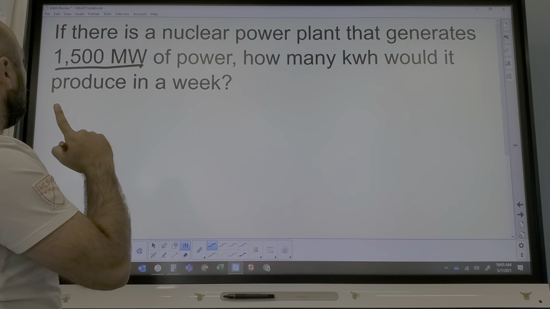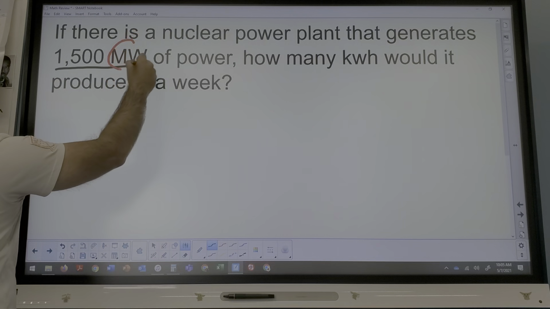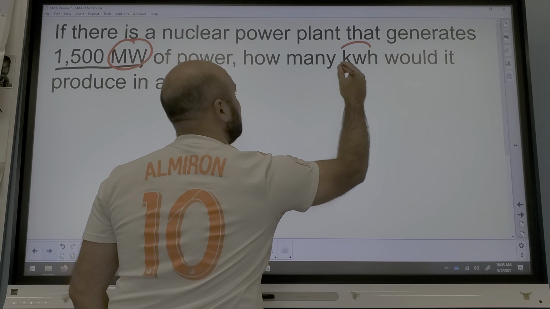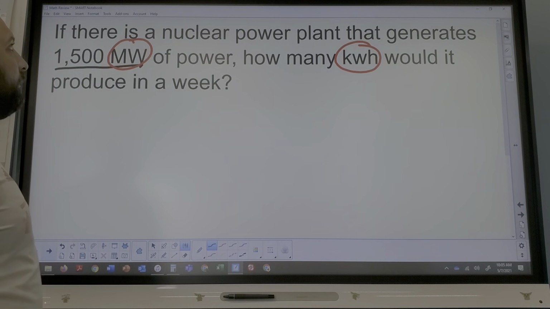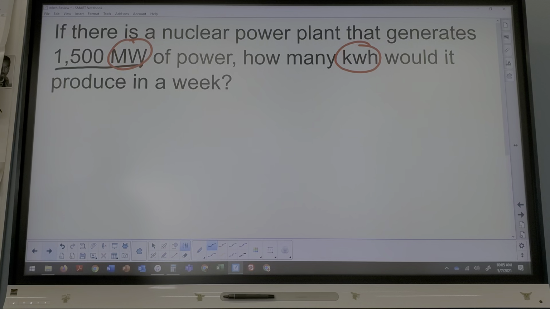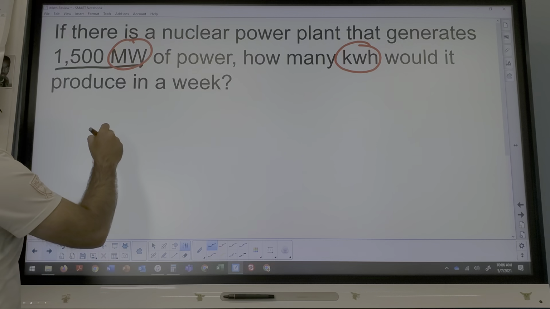So let's start with this. We have 1,500 megawatts and it wants to know about kilowatt hours. So let's start by changing megawatts to kilowatts. So how do we do that? Well, let's start with this.